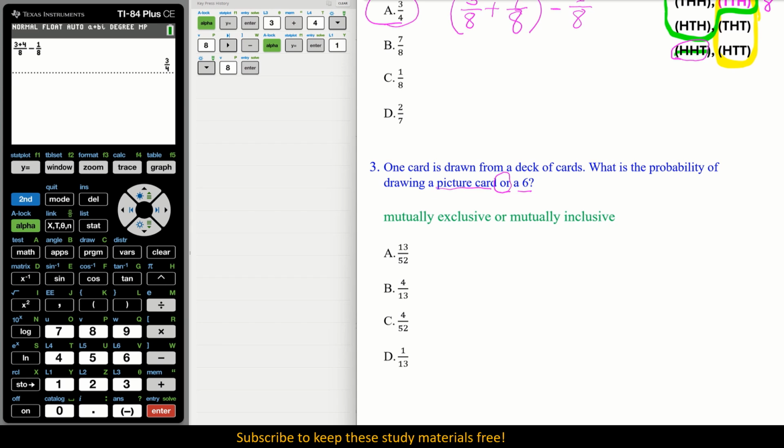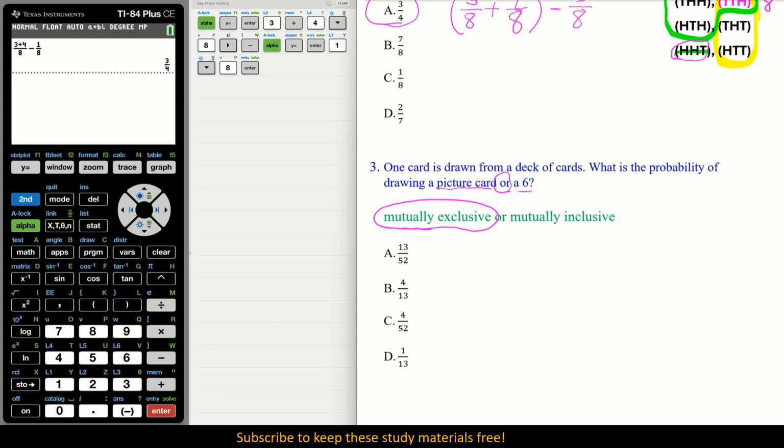And we are only drawing once. We're not doing a combination of drawing cards. So it's pretty easy to deal with, okay? So we know that this is mutually inclusive. There are no repetitions occurring. Nothing can happen at the same time. All right.